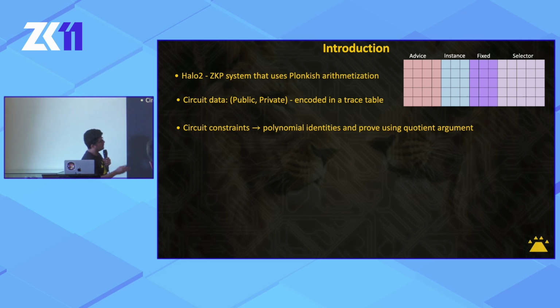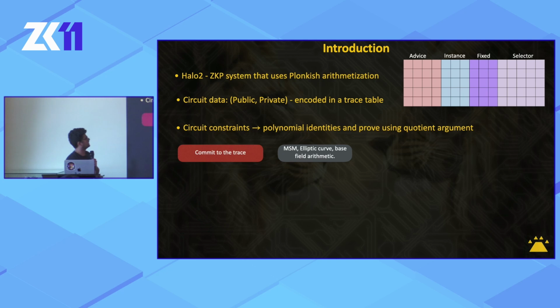And you also have lookups, and all of these can be expressed in terms of some constraints, and we convert them to polynomial identities. Before we do any computation of the quotient, we first have to commit to the witness, basically commit to the trace table. And commitment basically uses multiscalar multiplication, elliptic curve, and field arithmetic. The reason I want to mention this here is that this is a universal primitive. It doesn't really depend on the circuit, and most of these algorithms have been studied to death now. So we don't really think it's much of a problem.